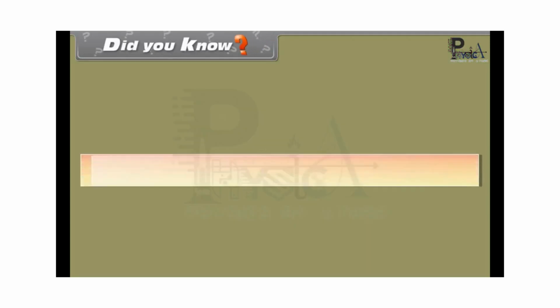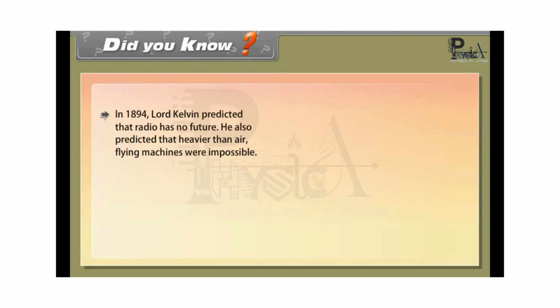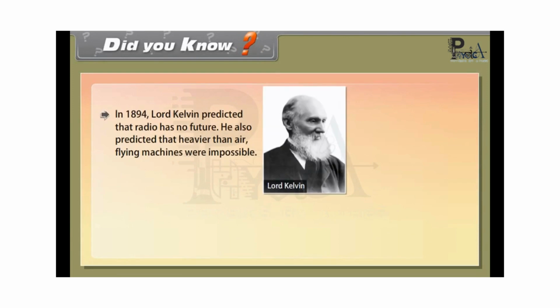Did you know? In 1894, Lord Kelvin predicted that radio has no future. He also predicted that heavier-than-air flying machines were impossible.